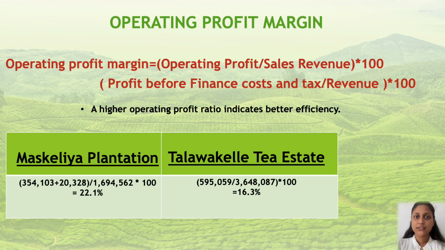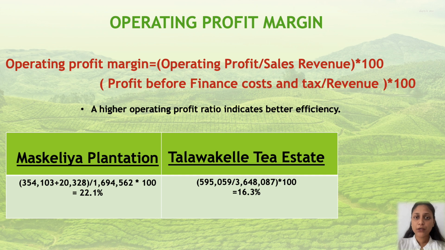I'm Naoda. This slide shows the operating profit margin of Muskelia Plantation and Thalawakele Tea Estate. According to the calculation, Muskelia Plantation makes 22 rupees and 10 cents of profit from its main business for every 100 rupees of sales, and Thalawakele Tea Estate makes 16 rupees and 30 cents of profit from its main business for every 100 rupees of sales.